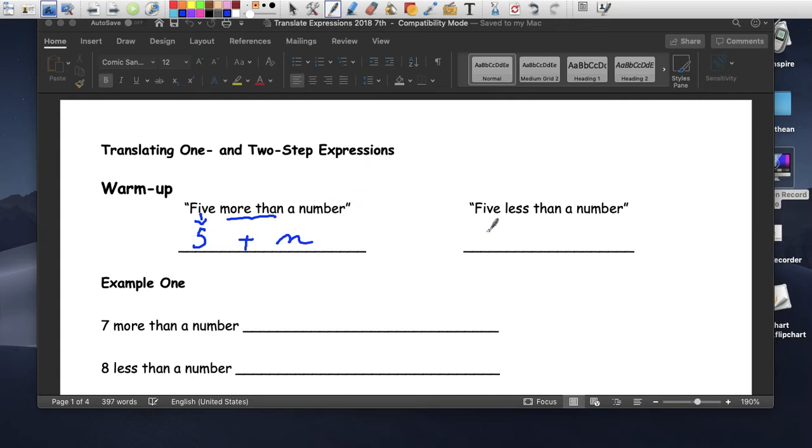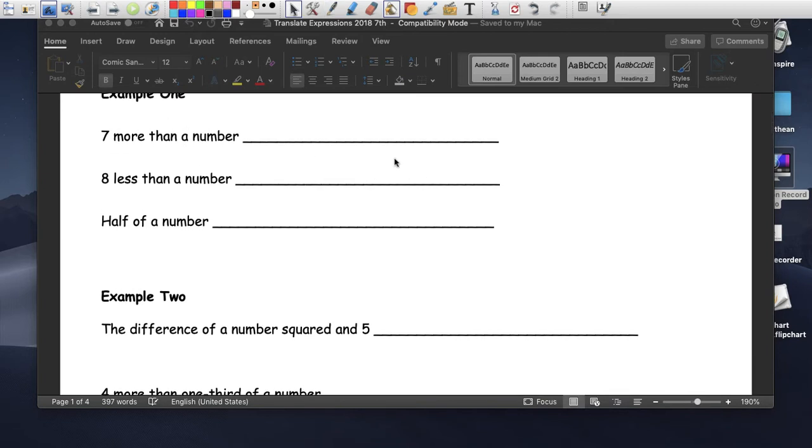So 5 less than a number is 5. 5 means 5. Less than implies subtraction, and a number is n. But remember, this is a turnaround word, so we have to adjust it and make it n minus 5.